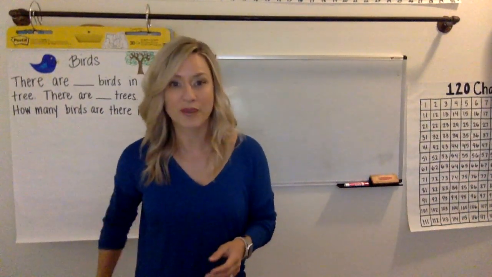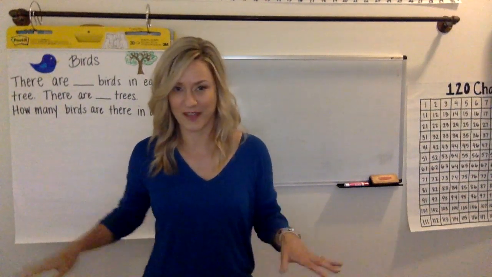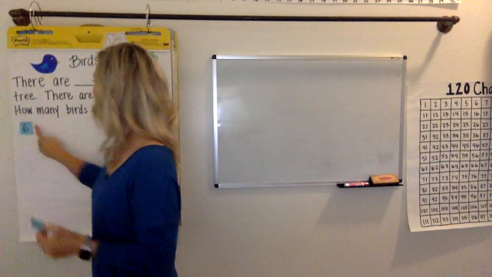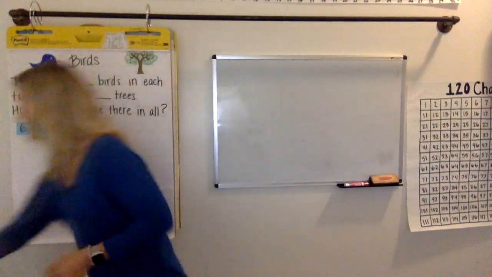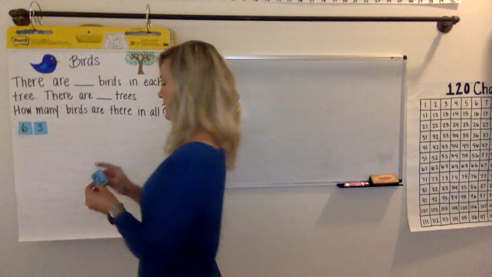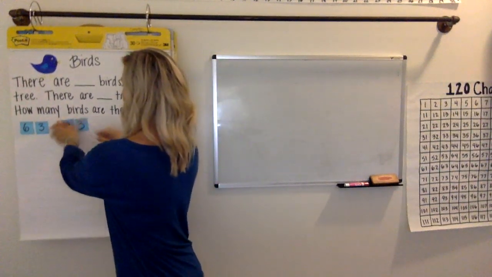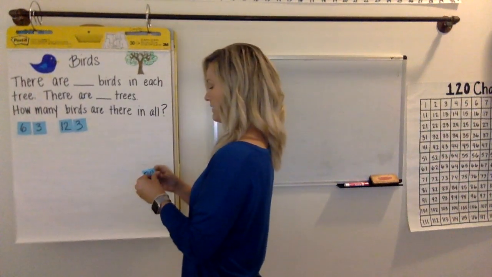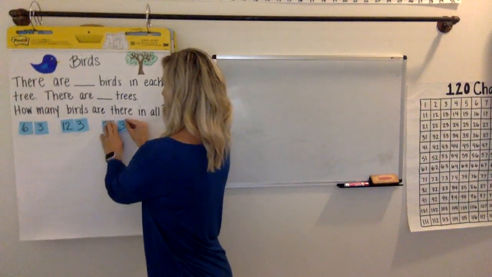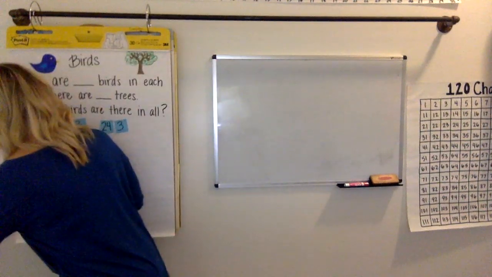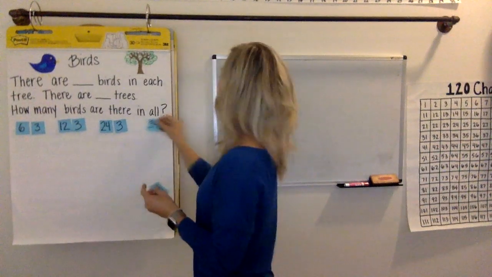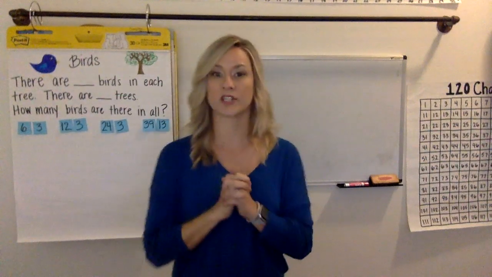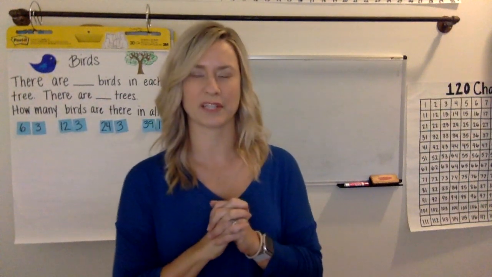All right, are you ready to find out your just right number sets? Here they come. Your just right number set might be 6 and 3. Or your just right number set might be 12 and 3. And your just right number set might be 24 and 3. Ooh. Or 39 and 13. All right, so everybody choose your just right number set. Do you have it in mind?